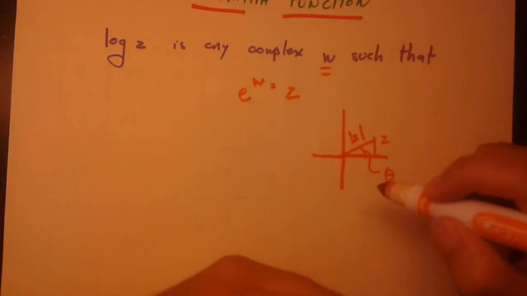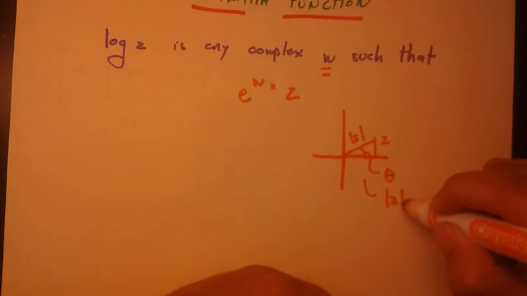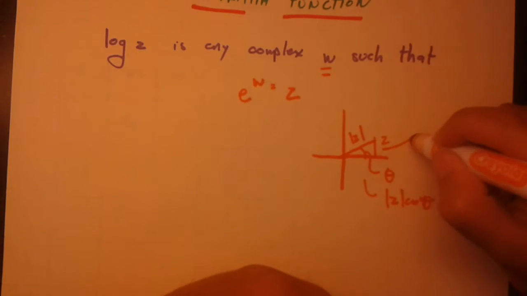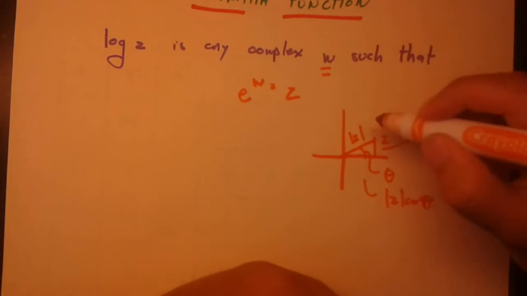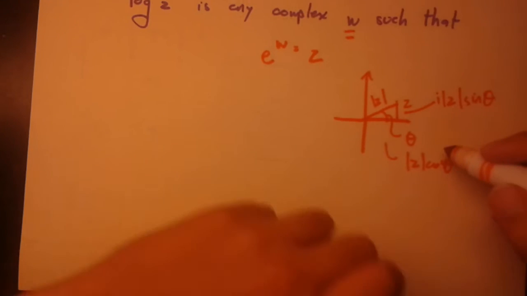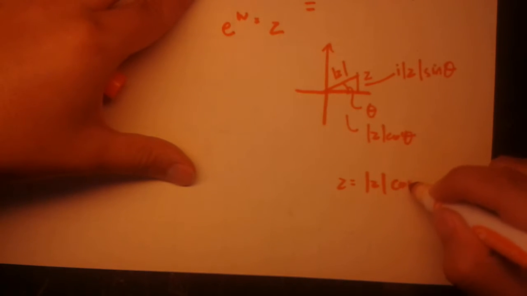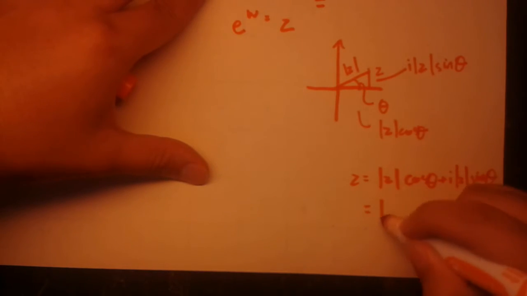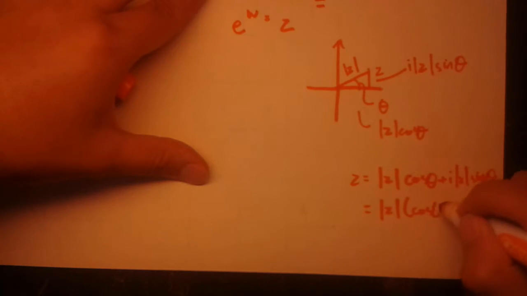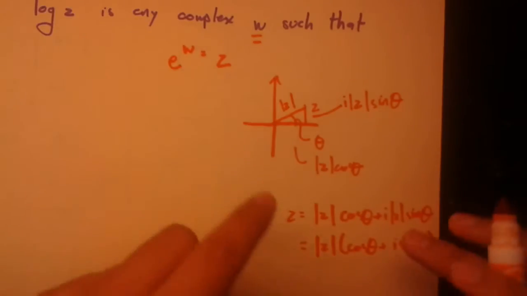As we saw in the previous video, the horizontal component of z is given by modulus of z cosine theta, and the vertical component is given by modulus of z sine theta. And don't forget the i, because we're going up in the imaginary direction. So, in all, z equals modulus of z times cosine theta plus i modulus of z sine theta. Then we can factor the modulus of z out and get cosine theta plus i sine theta. So that's good. We've successfully put the right side of this equation into the form we want.